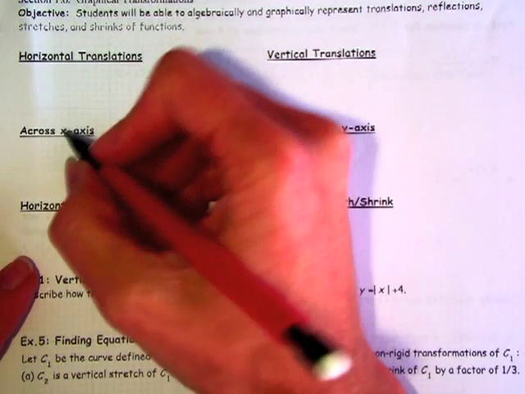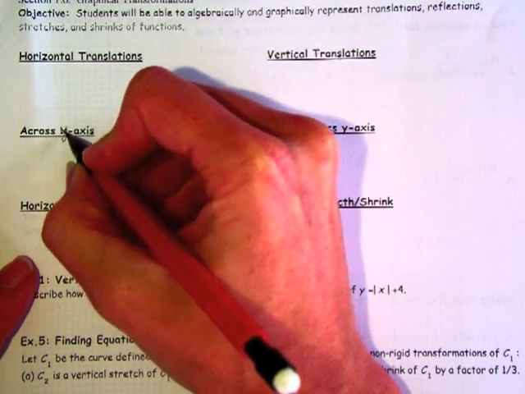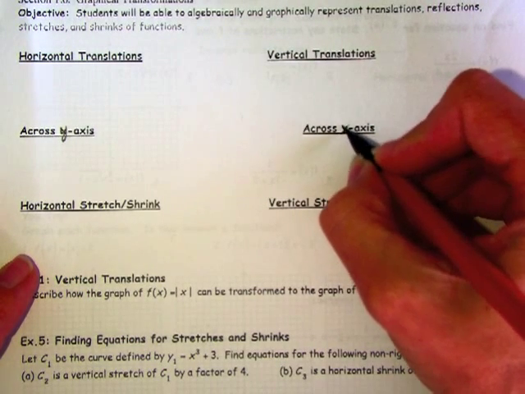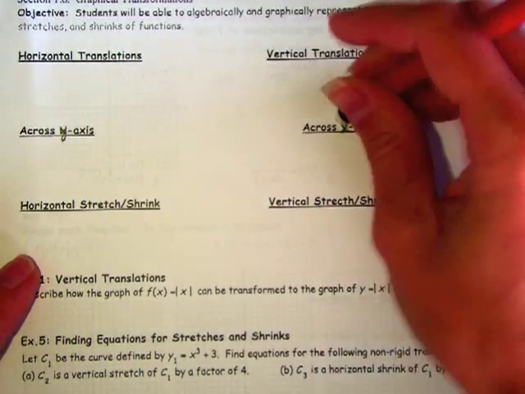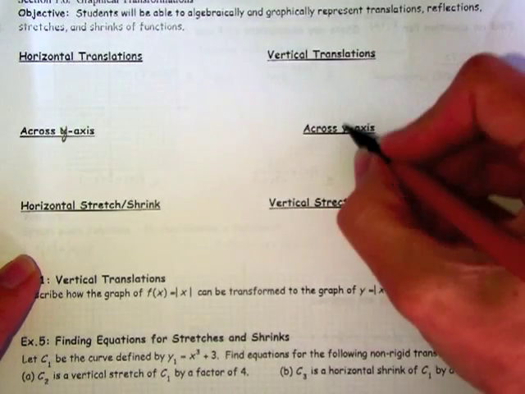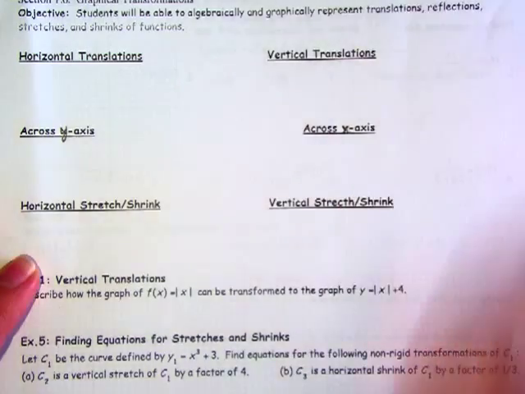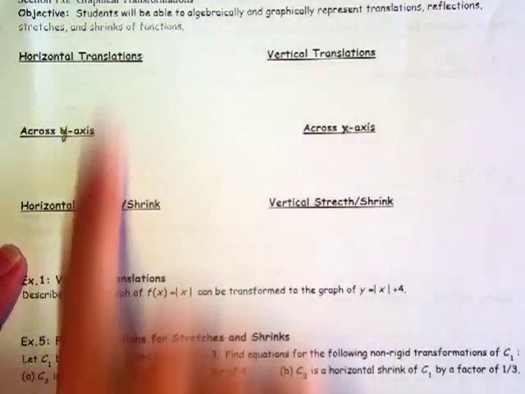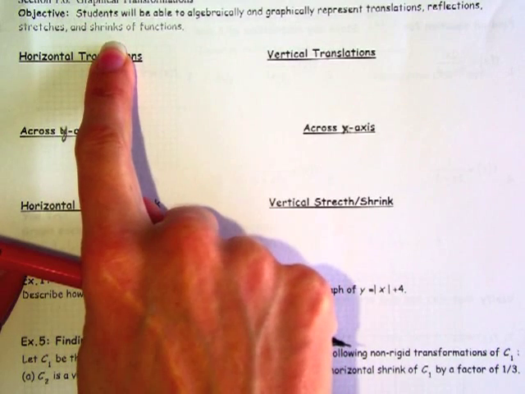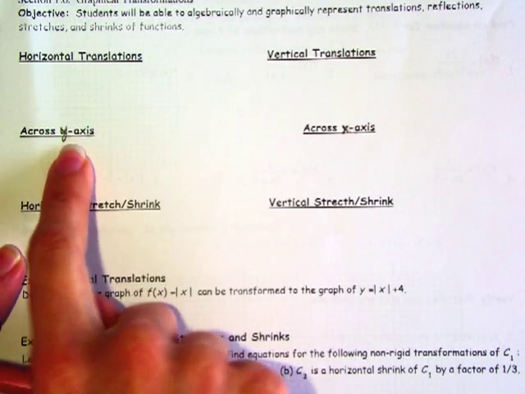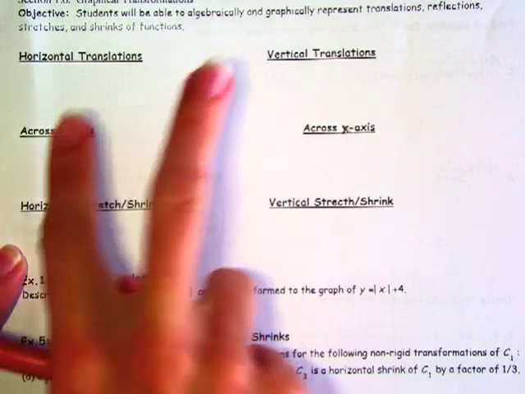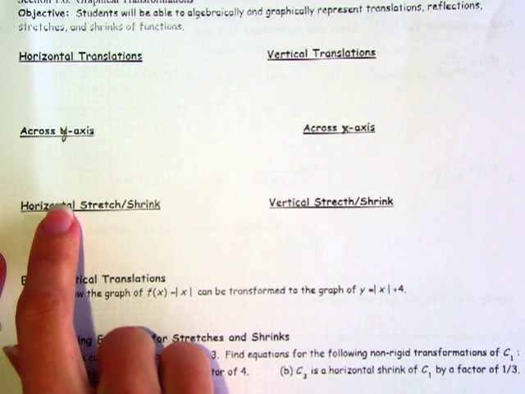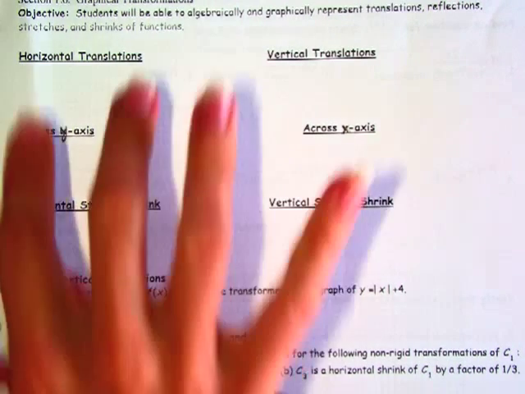I want to change this to say across the y-axis and then on the other side to be across the x-axis. That will group our information according to their basic change, which is horizontal versus vertical. Okay. So along the left side here, we have horizontal translations. Reflection across the y-axis. So if I think about changing across the y-axis is vertical, that's a horizontal change. And then horizontal stretches and shrinks. These all are grouped together.